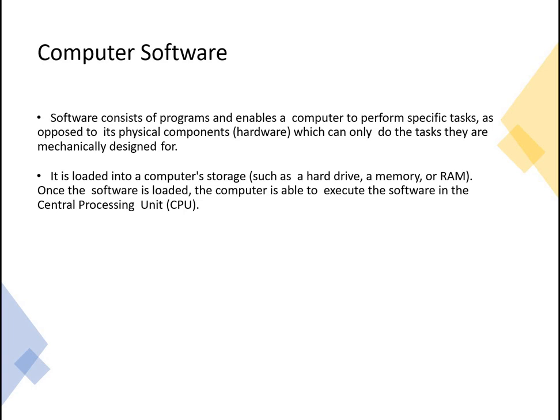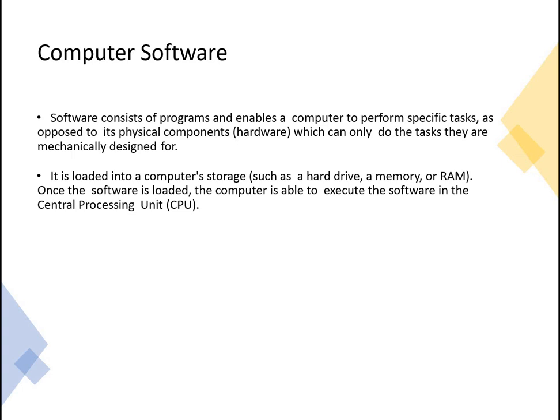It is a set of programs or procedures or documents which will help the computer to perform a specific task, as opposed to its physical components like hardware, which can only do the tasks they are mechanically designed for. In case of hardware, whatever the manufacturer has mechanically designed it for, only those functions or tasks will be done by this hardware. Whereas software enables your computer to do many more tasks than hardware can do, and even if you want to change the functionality of the software, you can develop it accordingly.